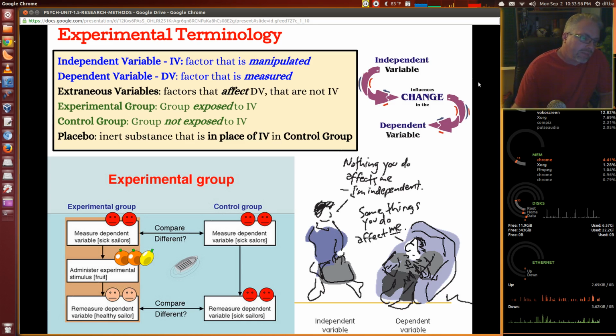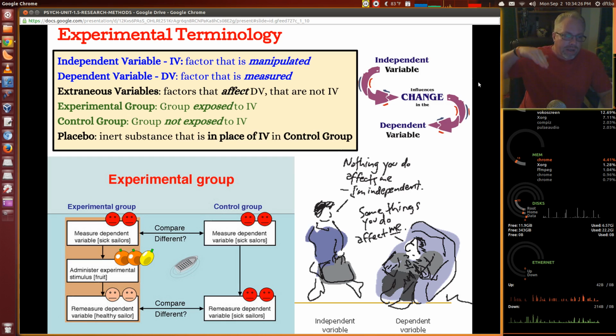So let's look at the experimental group. First group measures dependent variable: sick sailors. Okay. The middle part of that, administer experimental stimulus, which is fruit. The bottom portion, remeasure the dependent variable: healthy sailors. So no longer red-faced. The control group is the same situation.